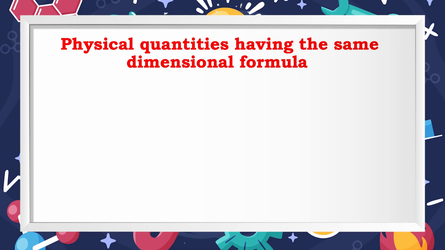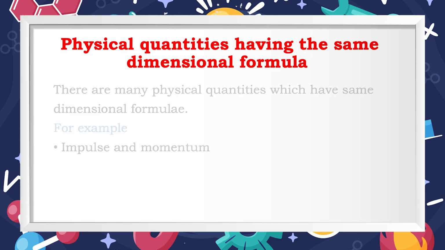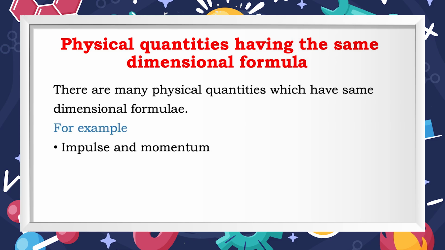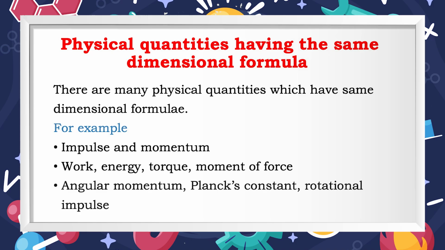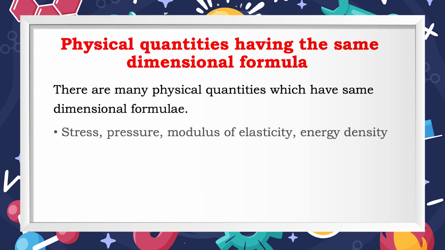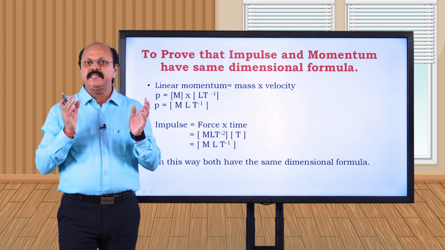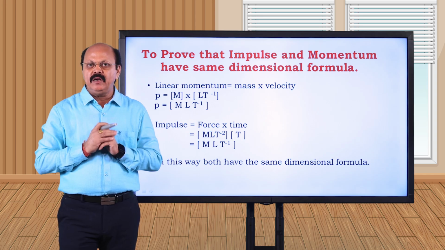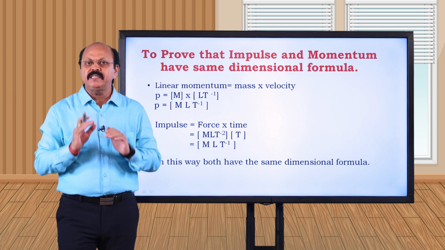Learners, we will find that there are so many physical quantities having the same dimensional formulas. For example, impulse and momentum, work, energy, torque, moment of force, angular momentum, Planck's constant, rotational impulse, stress, pressure, modulus of elasticity, energy, density, force, thrust and many more. We can prove that in the above examples, the mentioned physical quantities have the same dimensional formulas.